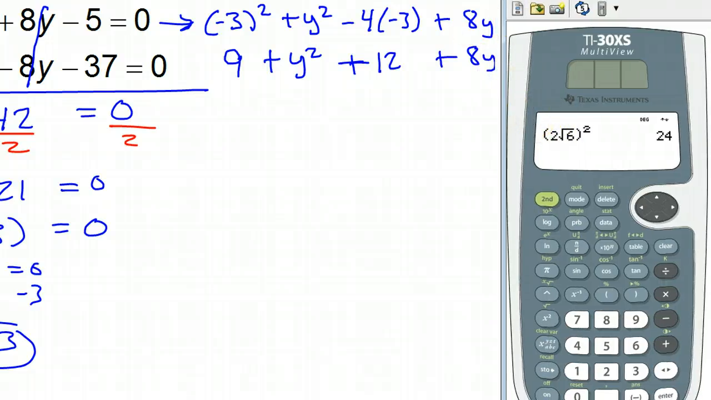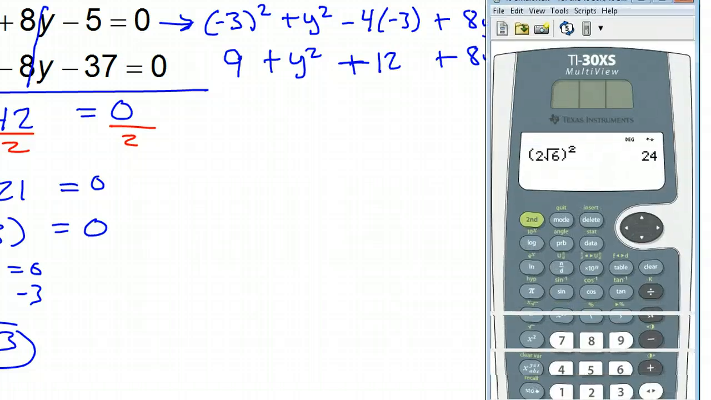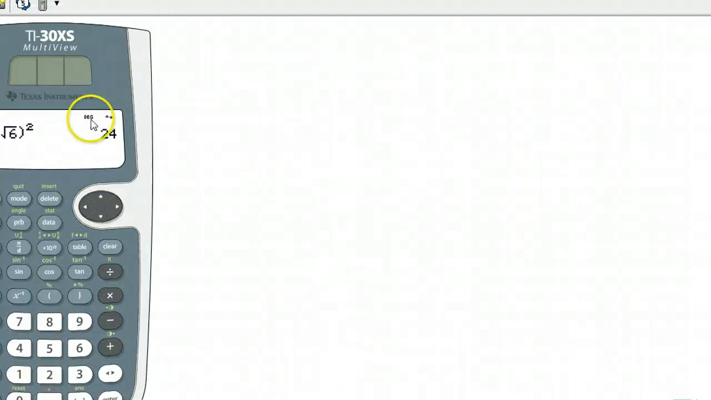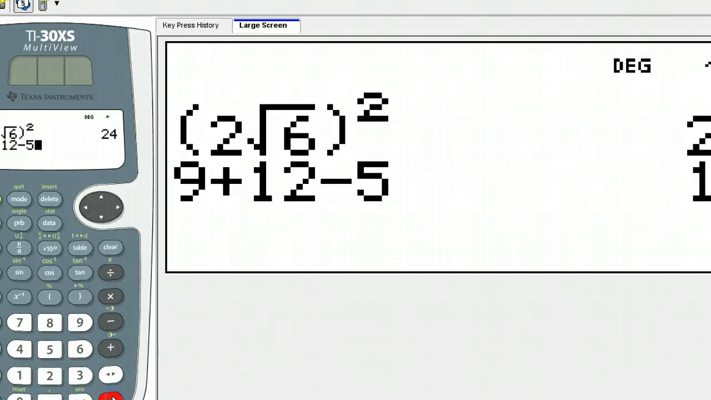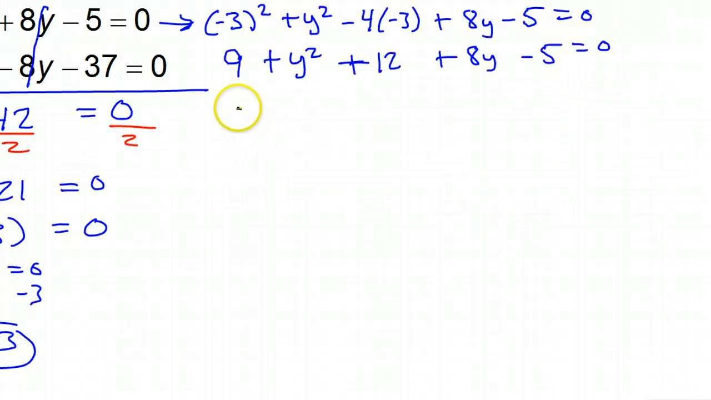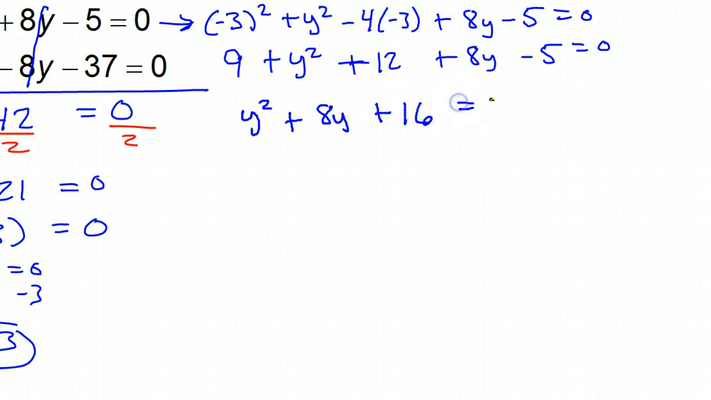Alright, looking at those constants, it's going to be 9 plus 12 minus 5, right? So let's see, 9 plus 12 minus 5. That's going to be 16. So that means I've got y squared plus 8y plus 16 equals 0. So this will factor.